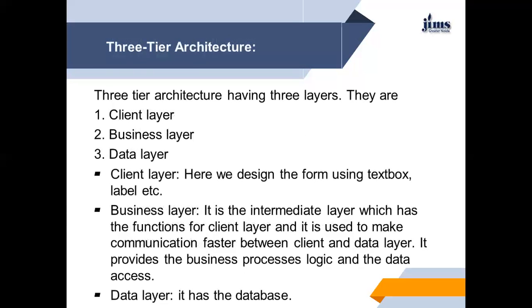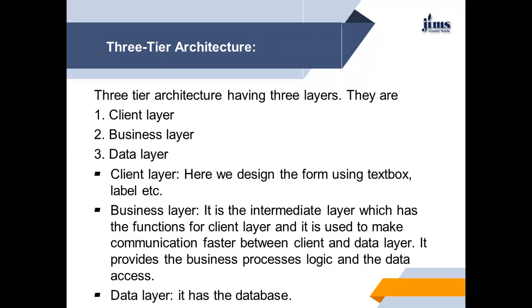Now three-tier architecture. In the three-tier architecture, we have three layers. The first layer is the front end, or the client layer. The second is the middle layer, which we also call the business layer. And the third is the back end layer, which we also call the data layer.